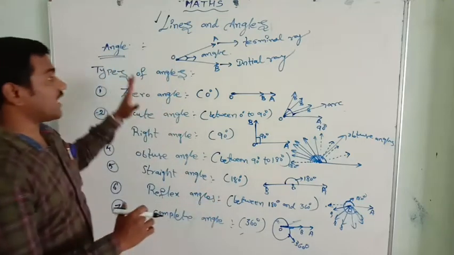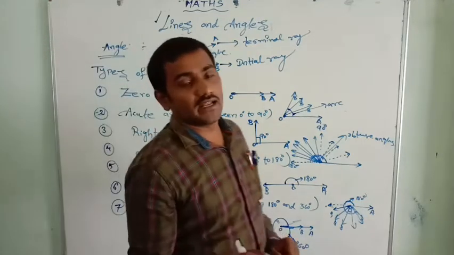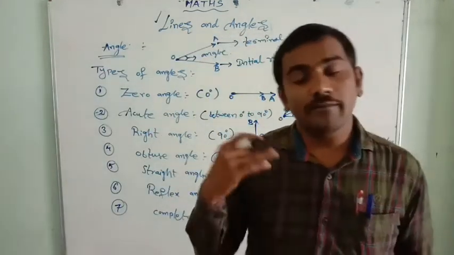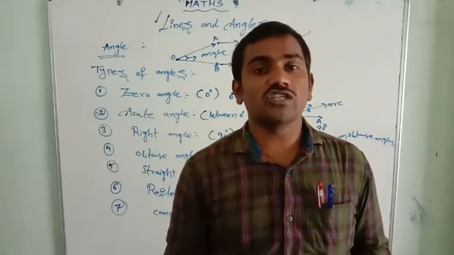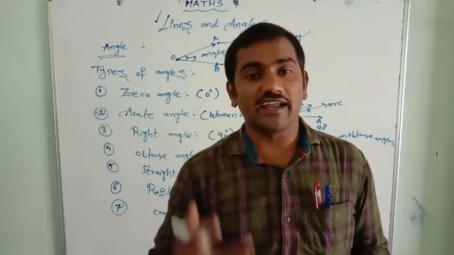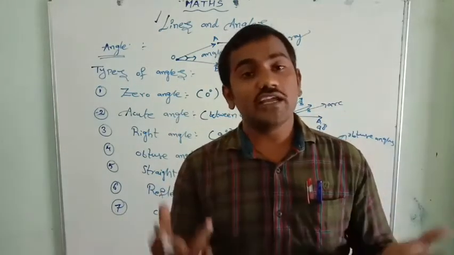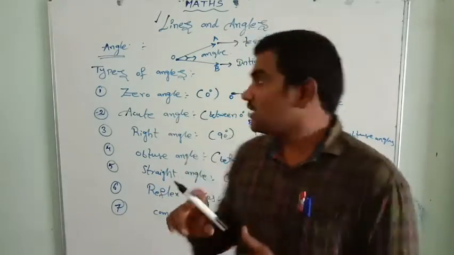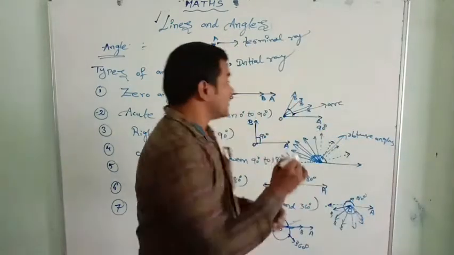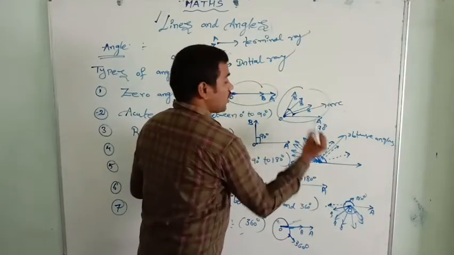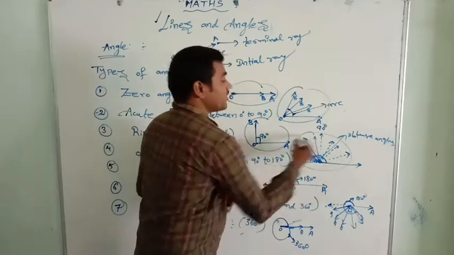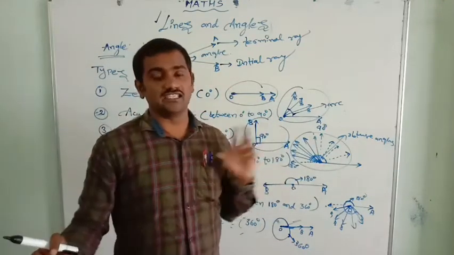So these are the 7 types of angles. One is the zero angle, next the acute angle, then right angle, obtuse angle, straight angle, reflex angle and complete angle. If you remember them in this order, it is very easy to remember. And you must remember the figures, the diagrams. These diagrams help you a lot because we need to identify which angle it is.